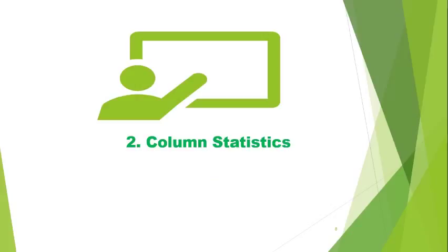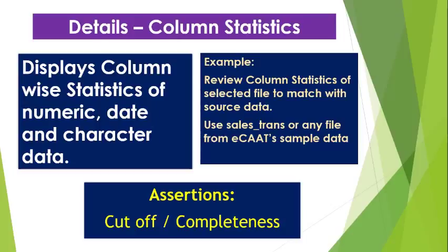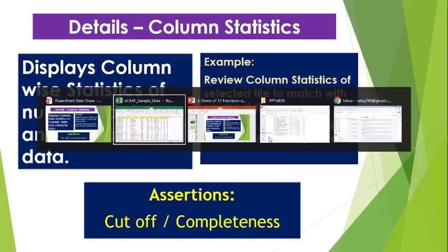Column statistics. I said one of the first things you need to verify when you get the source data is to confirm that the data is correct and complete. This is where column statistics could be useful. This function displays the column-wise statistics of numeric, date, and character data. Using this, I can match the data with the original source. Now remember, when I'm talking about the financial statement assertions, this can be used to verify the cutoff concept. This can also be used to verify the completeness and correctness of the data. Let's go to eCAAT and perform this function.